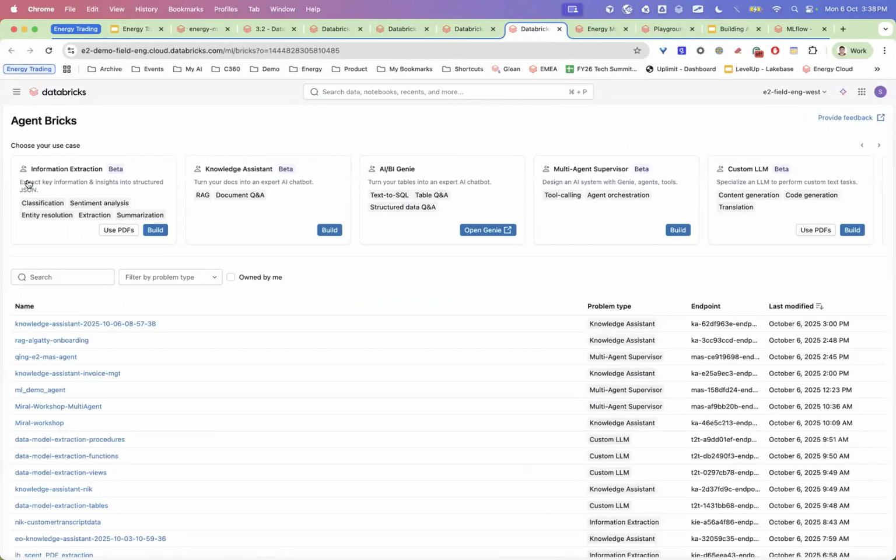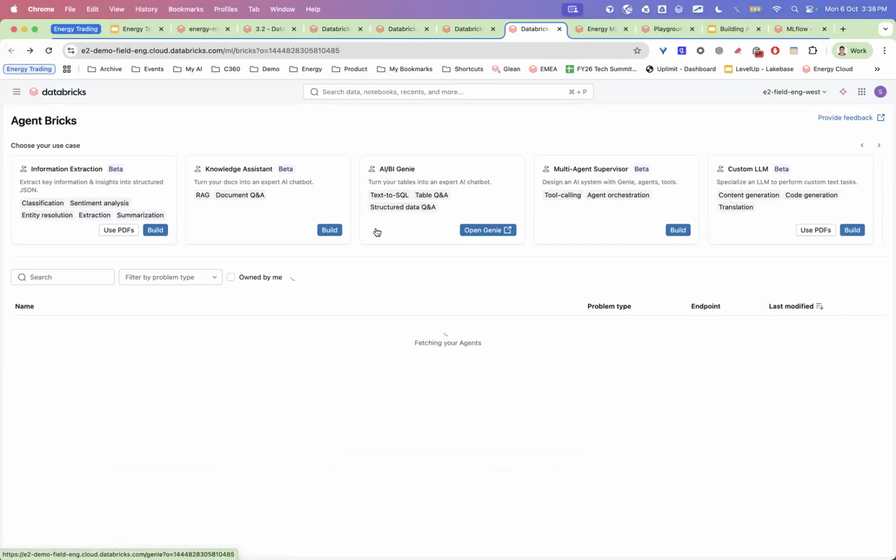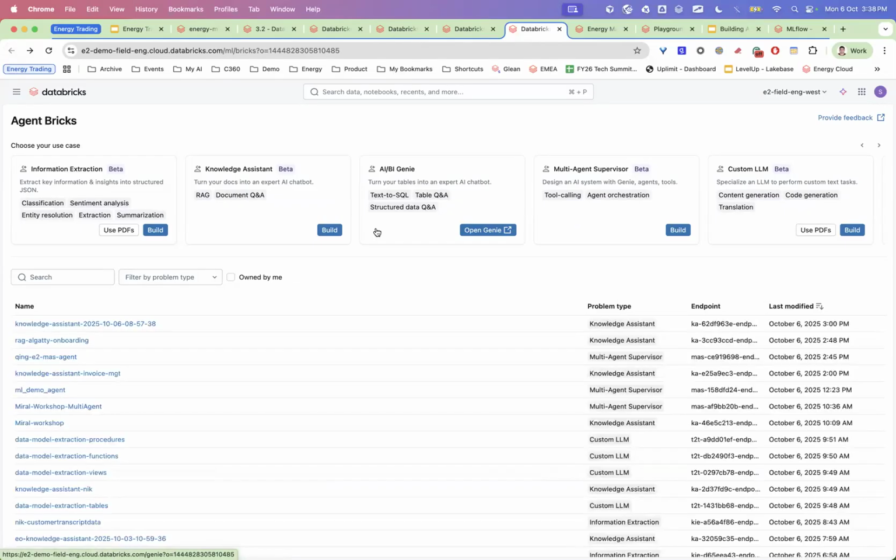You could look at information extraction, which could be useful, or maybe a knowledge assistant. You could use a knowledge assistant to chat with the regulatory documents. What you need to do is just drop the PDF files into a knowledge source, and you can start extracting insights. You don't have to read the whole document, but you can use the knowledge assistant to get important insights from the document. So that's super helpful. We are using this one, the multi-agent supervisor, and Genie.